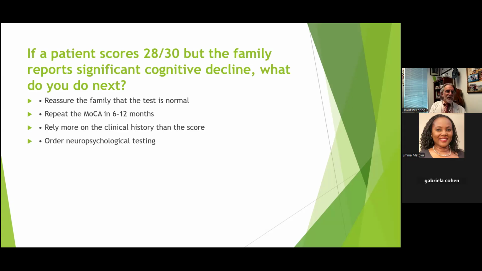So we only have a minute or so left, so I'd like to do one final question to see what people's thoughts are. If a patient scores 28 out of 30, but the family reports significant decline, what are your next steps? What do you do? Reassure the family that the test is normal? Repeat the test in 6 to 12 months? Rely more on clinical history than the score? Or order neuropsychological testing?